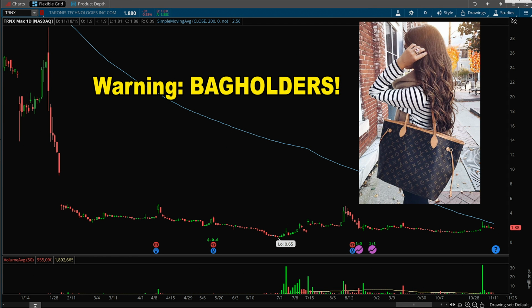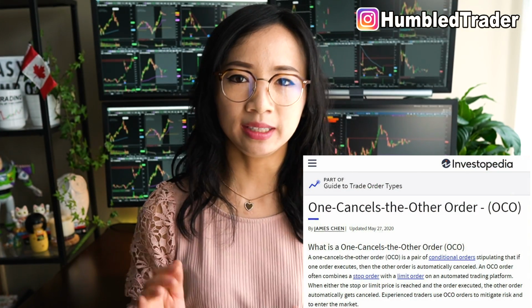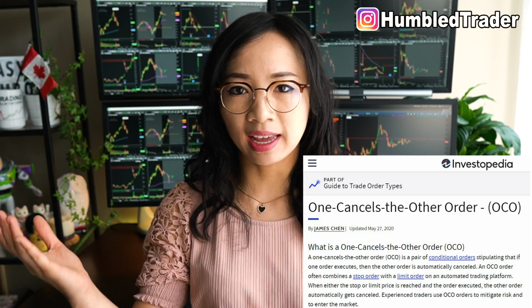Remember that the top and bottom brackets, the sandwich breads, are also called OCO order pairs. OCO stands for one cancels the other. So once Mike Bagholder takes profit or gets stopped out, the other order pending is canceled automatically. The only downside to using bracket orders is that they can only be used intraday, and they're canceled automatically after the close. Now let's move on to our 5th order type, trailing stop order.